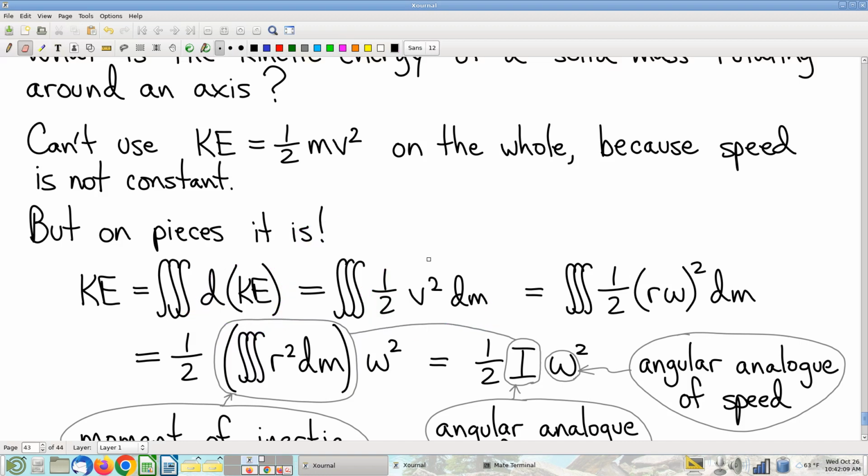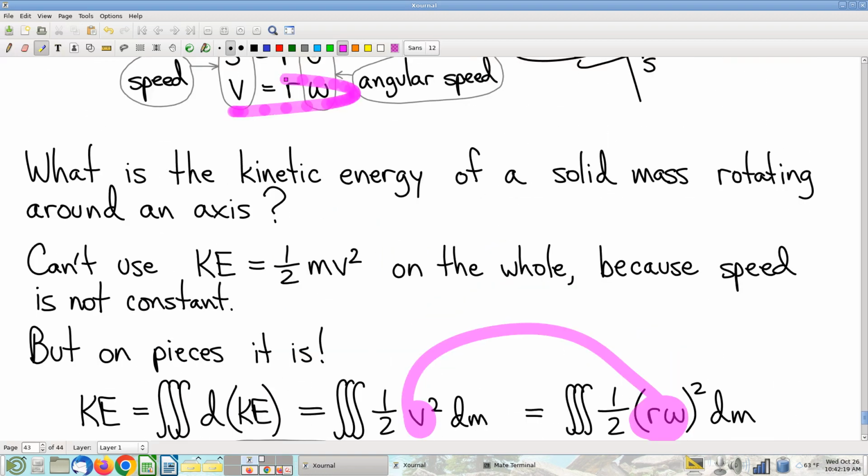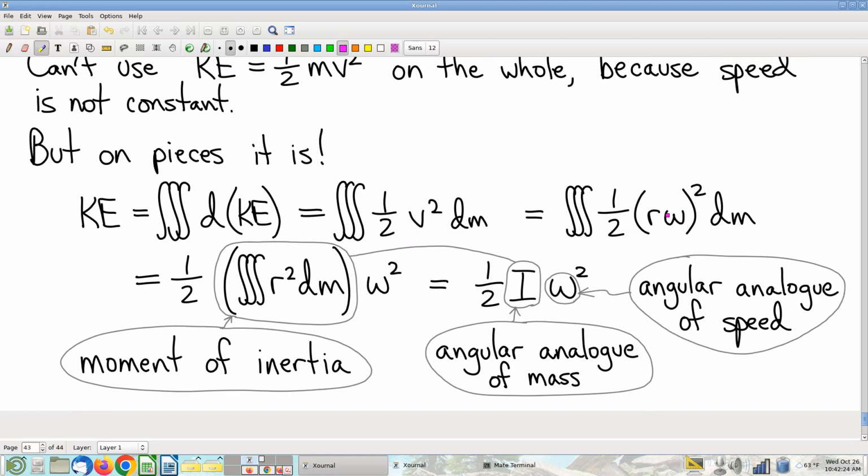And then you've got to rewrite things a little bit. Keep in mind from above, we've established that v is r omega. Keep in mind that omega is a constant. So as this thing rotates around, there are different pieces that are moving at different linear speeds, but the angular speed, and therefore omega squared, is a constant that you can just factor right out, like so.